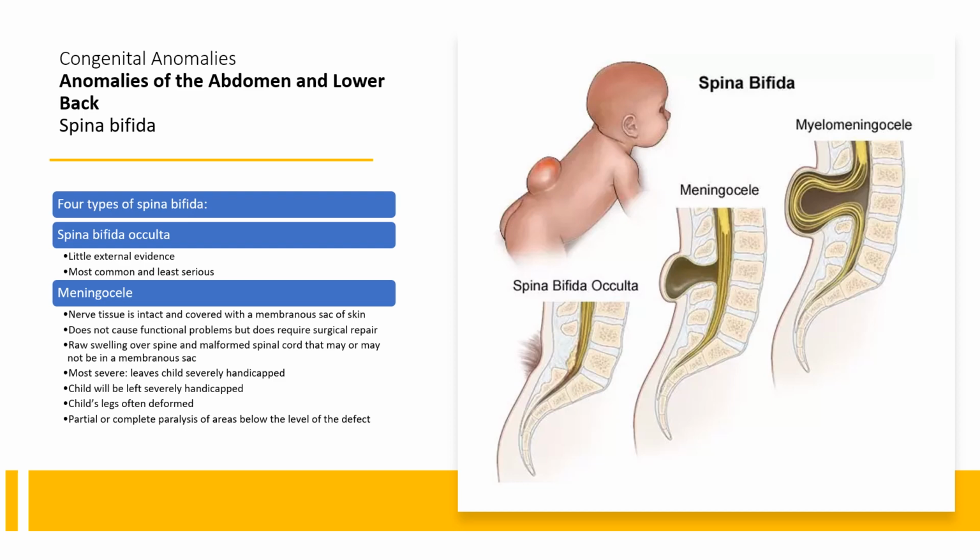And so you can see occulta just has this little bit of issue of a vertebrae not being there correctly. Meningocele, it comes out, and you have CSF out here, but the cord is still intact. And then myelomeningocele, where the whole entire cord's coming out, and this is the most severe, and this is where they develop the most issues.